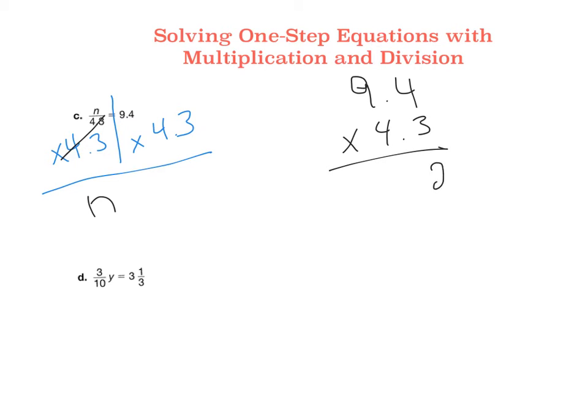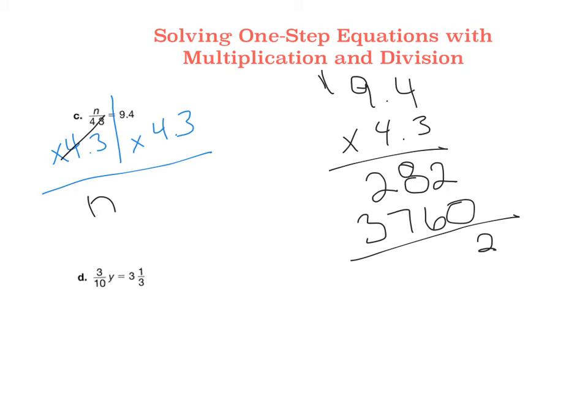So 3 times 2 is 12, 9 times 3 is 27, plus the 1 is 28. Placeholder, 4 times 4 is 16, carry my 1 again. 9 times 4 is 36, plus that 1 is 37. So 2, 8 plus 6 is 14. That becomes 10, carry my 1, that becomes 4.